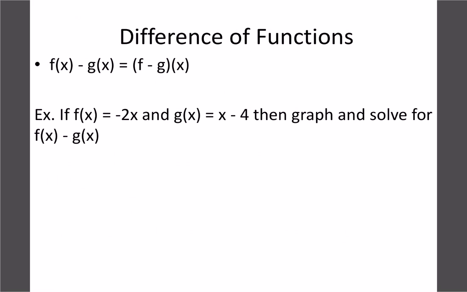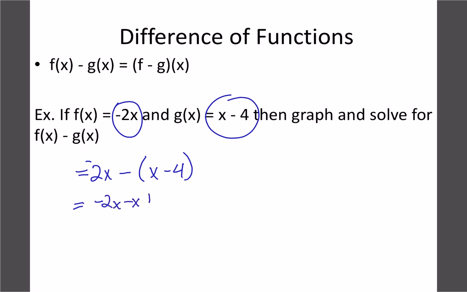So that's it for adding graphs, and subtracting basically works the exact same way. So in this case, if we have our two functions and we want to subtract them, you just got to be careful. We would get minus 2x, and we're going to subtract x minus 4. Put it in brackets so you don't mess up your signs. We'd have minus 2x minus x plus 4. So we could simplify that to minus 3x plus 4.